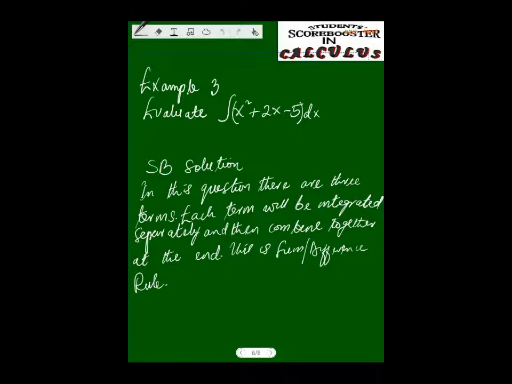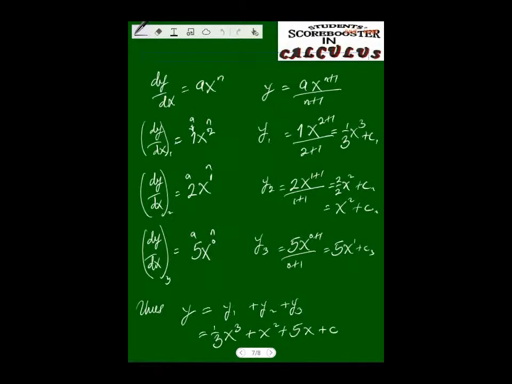Same thing. What this question is asking is for you to integrate. I have added some notes here. You see, in this question, there are 3 terms. That is x squared, 2x, and 5. These are the 3 terms. Each term will be integrated separately and then combined together at the end. So what we are indirectly doing here is applying the sum or difference rules as we did in differentiation. So this is the solution.